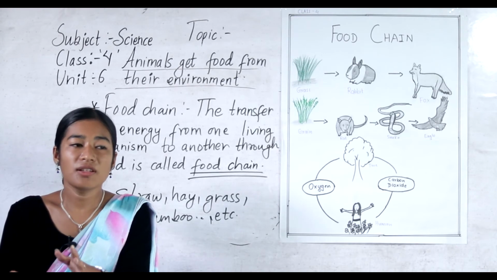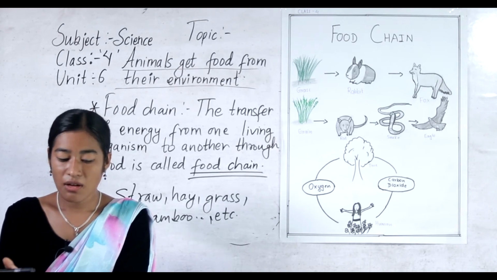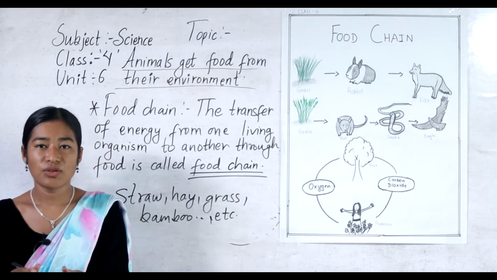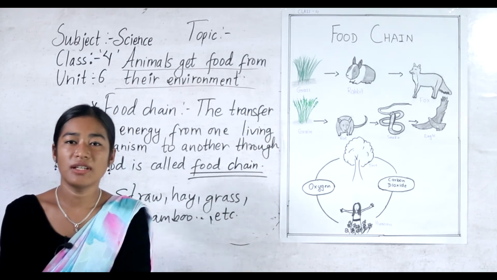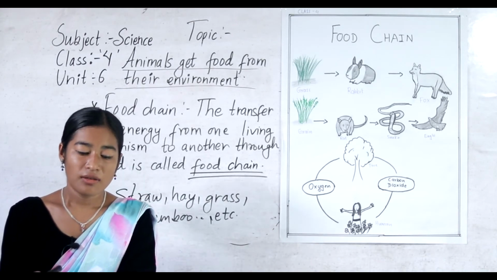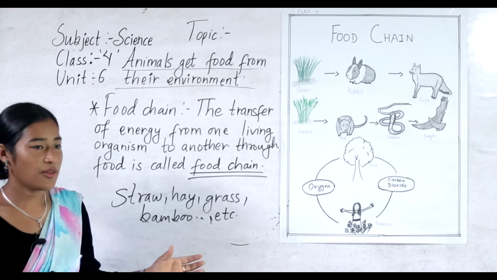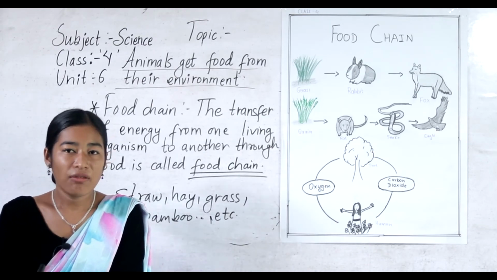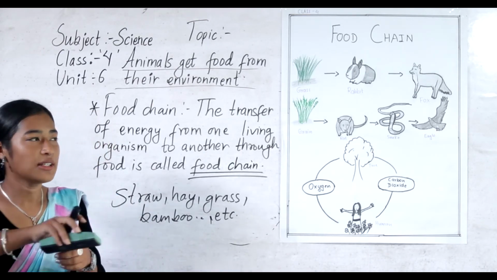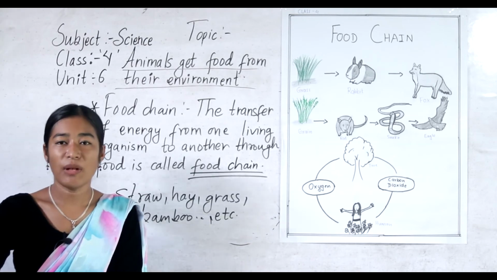So plants not only provide food for animals, they also provide shelter to the animals. So they both are interrelated with each other, and these are all the relationships between living and non-living things. We have studied about the environment.